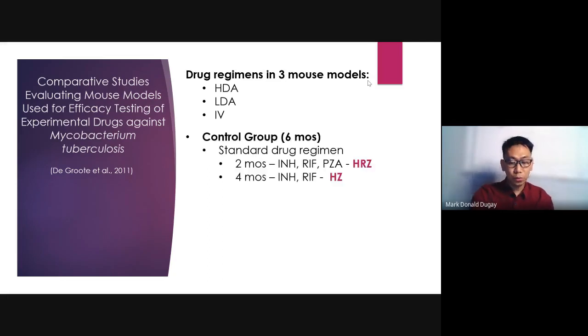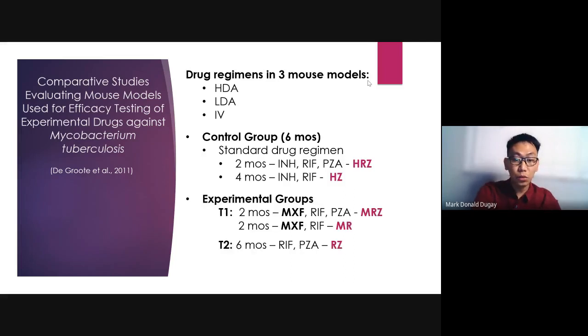The control group had the standard drug regimen for 6 months, where the intensive phase of 2 months of isoniazid or INH, rifampin, RIF, and pyrazinamide or PZA, formed the HRZ drug regimen, followed by a continuation phase of 4 months of INH and RIF combination, forming the HR drug regimen.